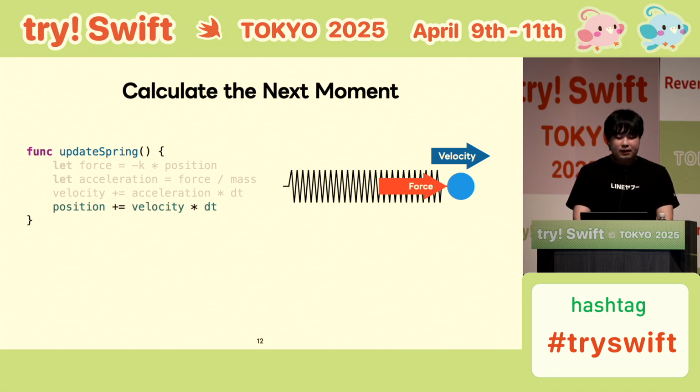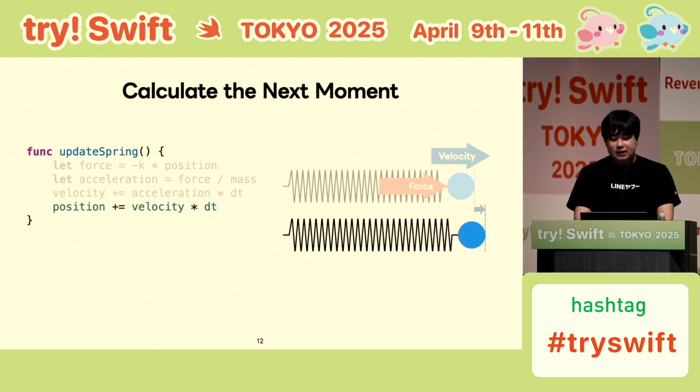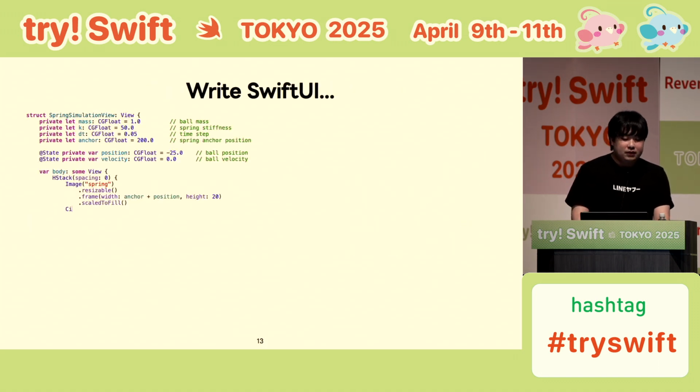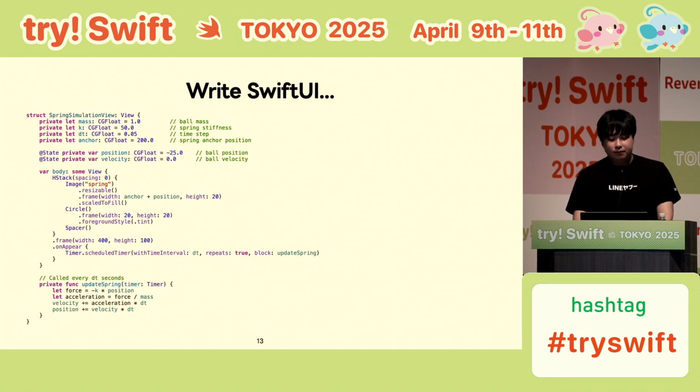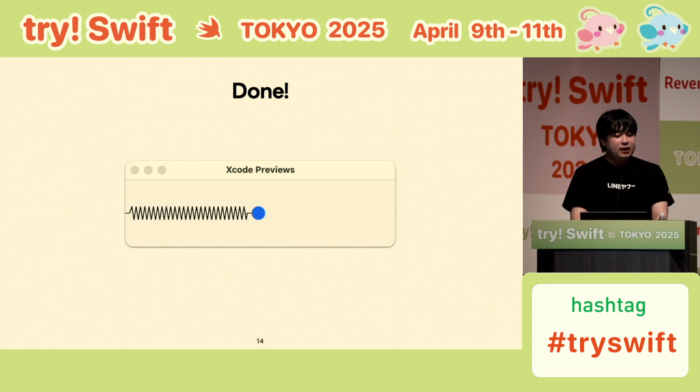Finally, we update the ball's position. Multiplying velocity by the time step gives the displacement, which updates the position. By repeating this process, we can simulate motion over time. Now, we just add a Swift UI view, and we have our first simulation. This is one of the simplest simulations.